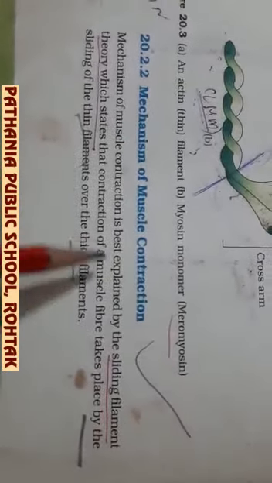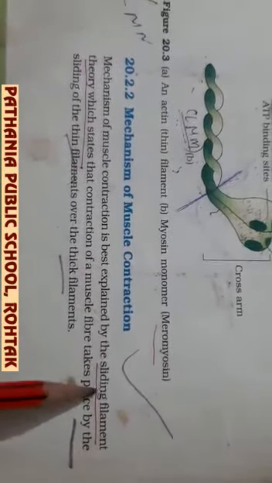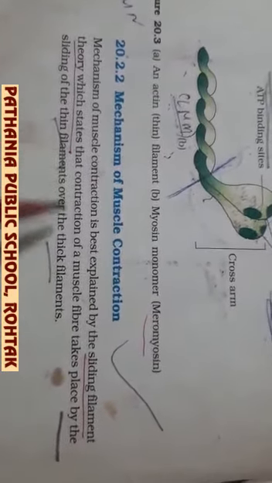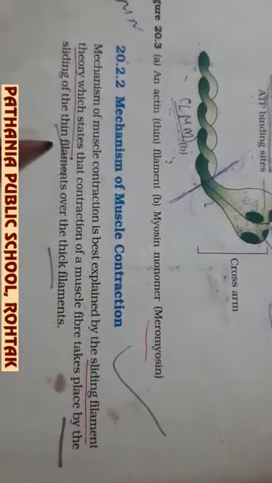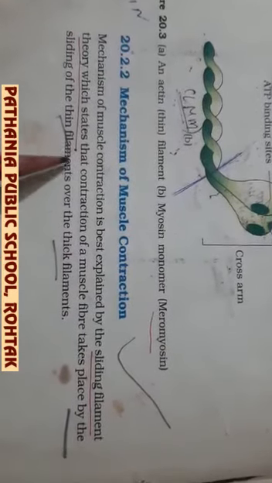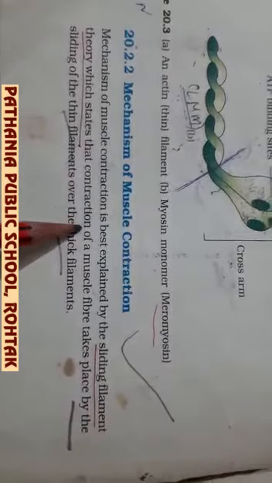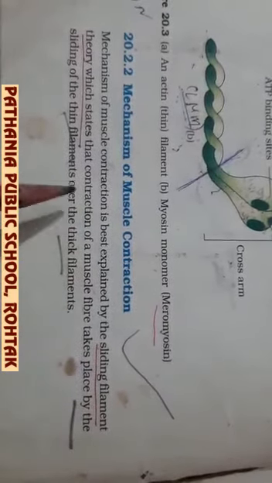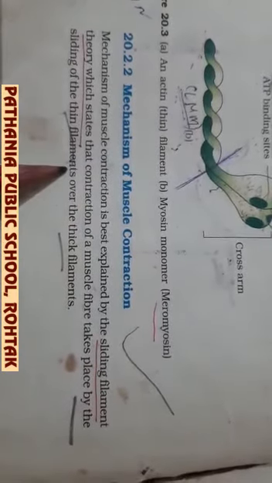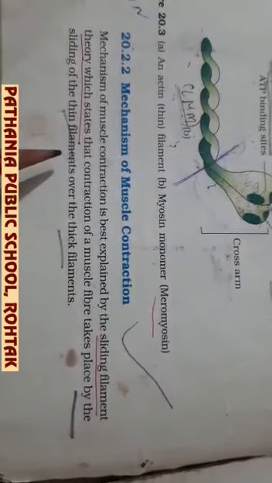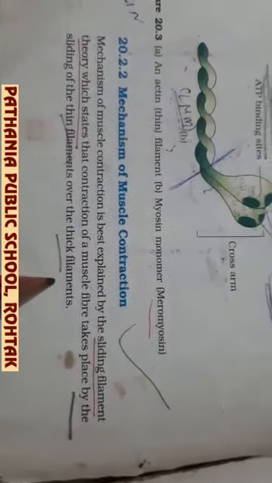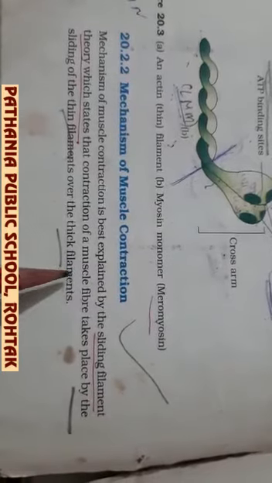This is actually the mechanism of muscle contraction, and this mechanism is best explained by the sliding filament theory. Why is this theory called the sliding filament theory? Because in this theory it is explained that the sliding of the thin filaments or actin filaments takes place over the thick filaments or the myosin filaments. Now what happens?